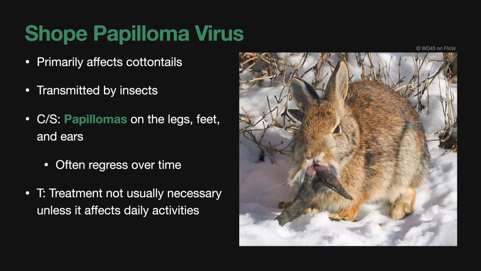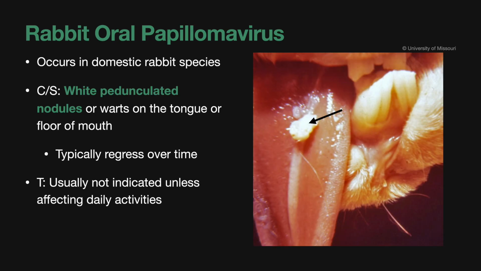Shope papillomavirus is a viral infection that primarily affects cottontails. It is thought to be transmitted by insects. Clinical signs include papillomas on the legs, feet, and ears that often regress over time. Treatment is not usually necessary unless it affects daily activities. As a fun fact, this virus is believed to be the origin of the jackalope myth, which is the rabbit with antlers or horns.